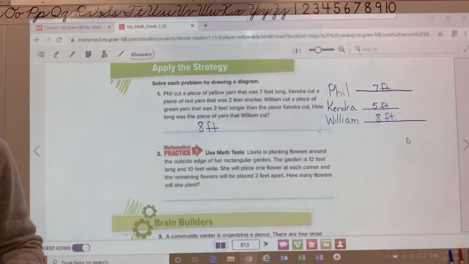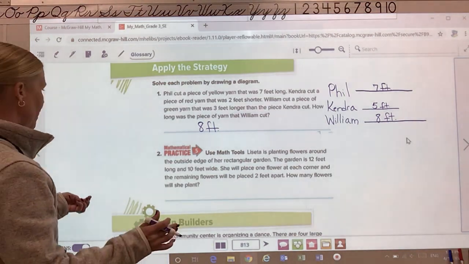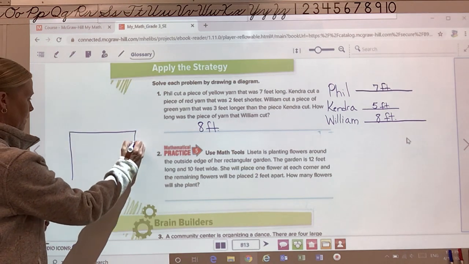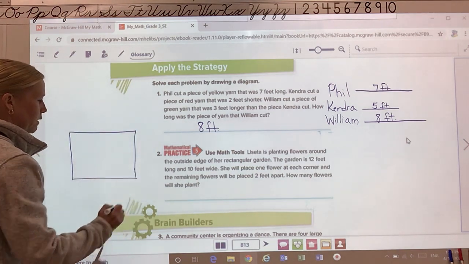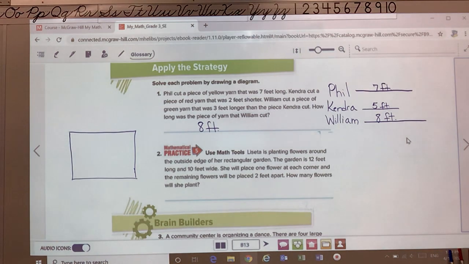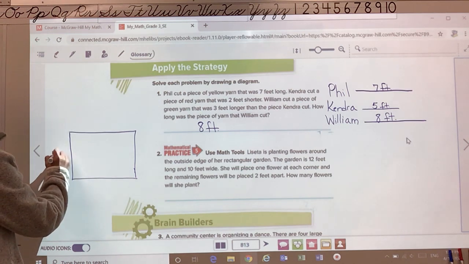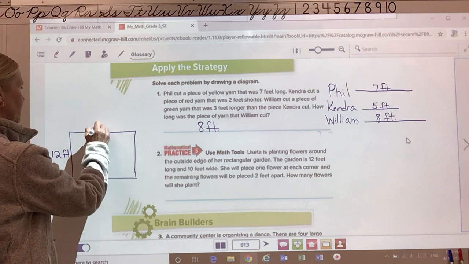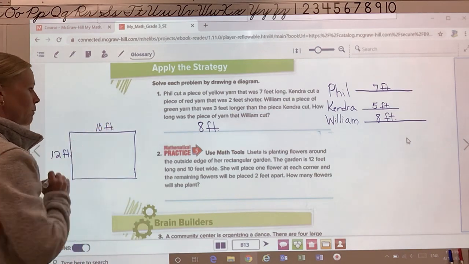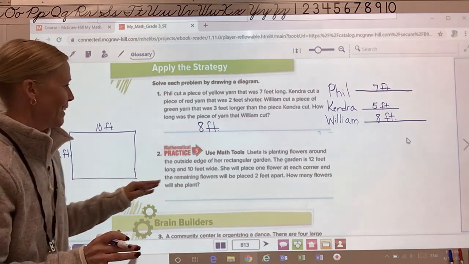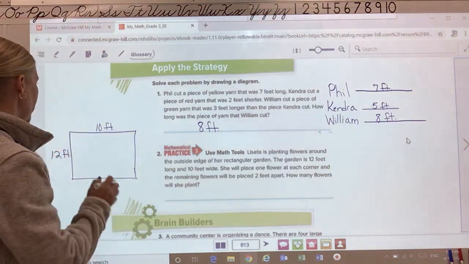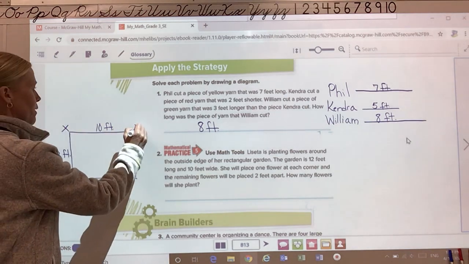All right, so let's look at that. She has a rectangle garden. All right, and we said that it is 12 feet long, and 10 feet wide. So far, so good. She will place 1 flower at each corner. All right, let's do that. I'm just going to use X's, boys and girls.